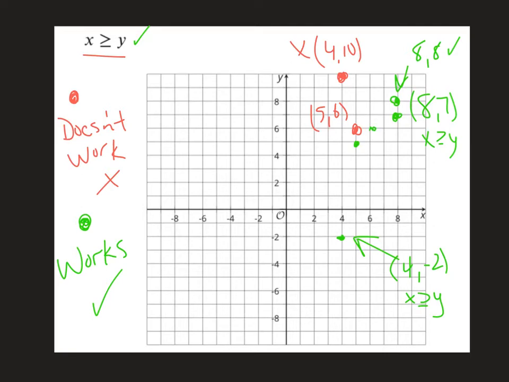6, 6, good to go. 7, 7, good to go. 0, 0, good to go.